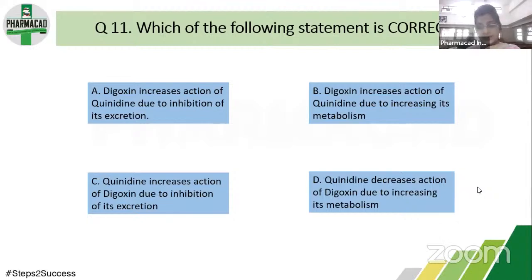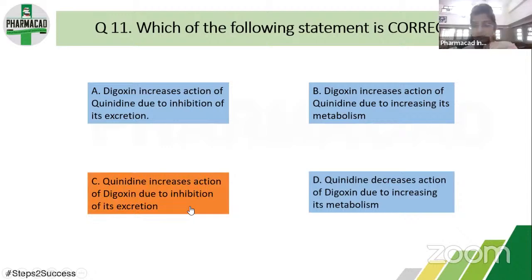Option B says digoxin increases action of quinidine due to increasing its metabolism. Option C says quinidine increases action of digoxin due to inhibition of its excretion. And option D says quinidine decreases the action of digoxin due to increasing its metabolism. So if you have read the interaction part of quinidine and digoxin, the answer here is quinidine increases action of digoxin due to inhibition of its excretion.